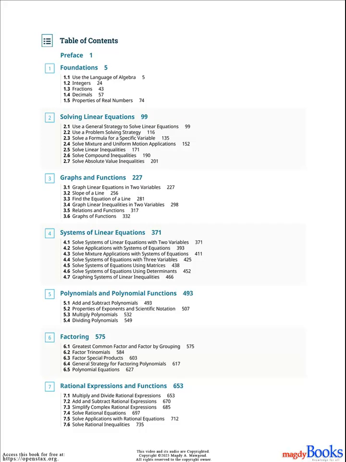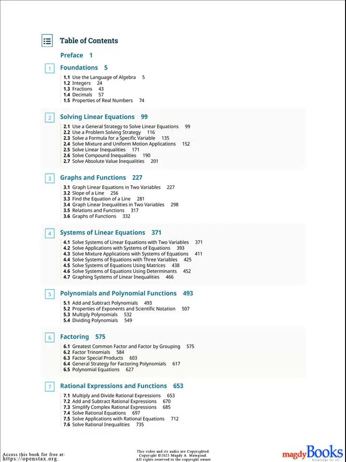3.1. Graph linear equations in two variables. 3.2. Slope of a line. 3.3. Find the equation of a line. 3.4. Graph linear inequalities in two variables. 3.5. Relations and functions. 3.6. Graphs of functions. 4. Systems of linear equations.